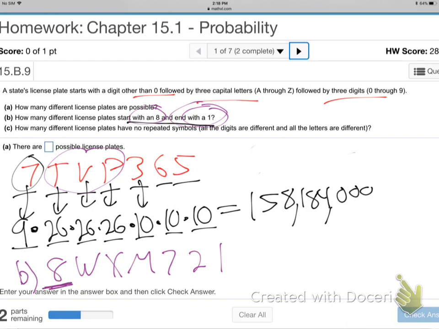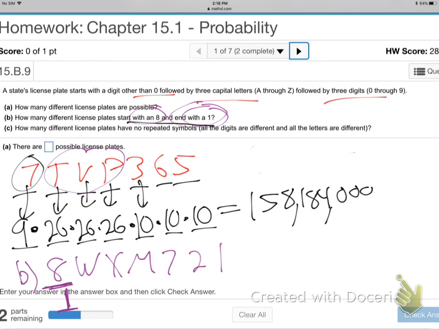So as I went right here and I chose an 8, that was my first decision, right? How many options did I have? 1, exactly. I only had 1 option. I had to put an 8. There was no other choice. They told me I had to put an 8. See how that's got to be a 1? We're going to multiply these together, right?